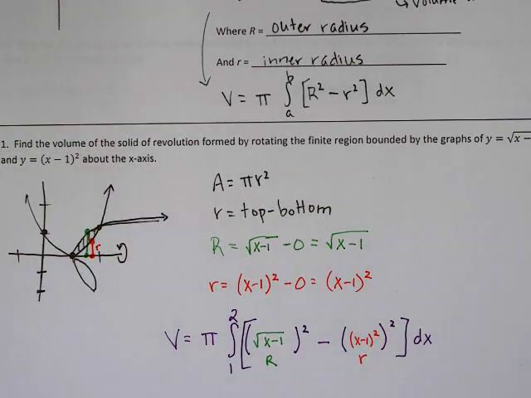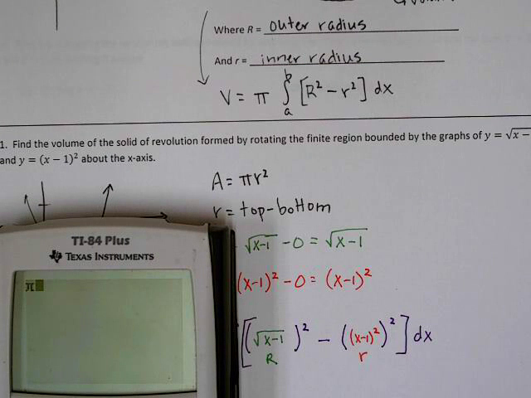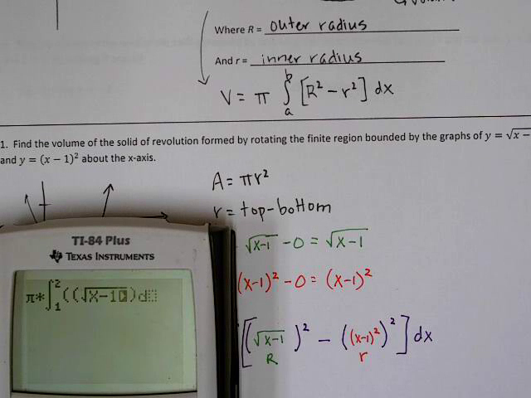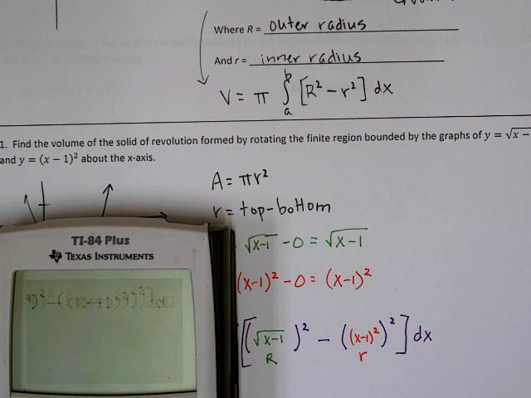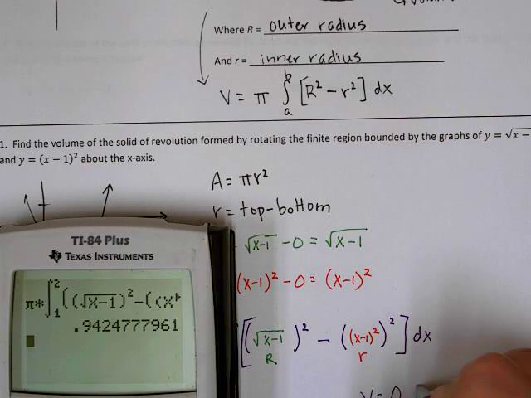So we set it all up by hand, but we're going to use our calculator to actually find the integral because it'll be faster. So we're going to do pi times math 9, and we're going from 1 to 2. And we want to make sure that we put this in correctly. So the square root of x minus 1 squared minus (x minus 1) squared squared, and we're doing this in terms of x with respect to x, and so we get that our volume is 0.942. And there we go.